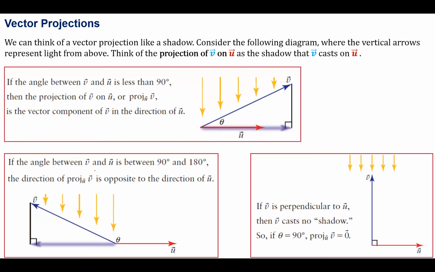Second, if the angle between v and u is between 90 degrees and 180 degrees, as shown here, theta is between 90 and 180 degrees, then the direction of projection of vector v on u is opposite to the direction of vector u. So as shown in this graph, again, the vector in purple here is the projection of vector v on the vector u. Okay, third, if vector v is perpendicular to vector u, then vector v casts no shadow. So if theta here is 90 degrees, the projection of vector v on vector u is a zero vector.